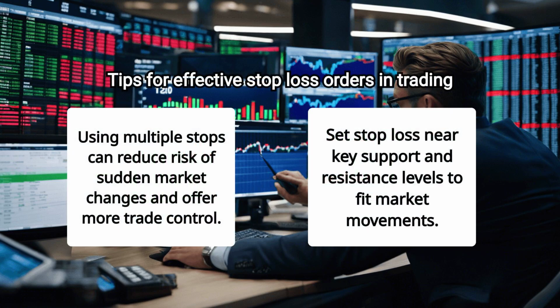During a market range, traders put stop-loss orders near key support and resistance levels found using tools like Fibonacci. This helps set stop-loss levels that fit the market's up and down movements. Also, having several stops can lessen the risk of sudden market changes and offers more trade control.